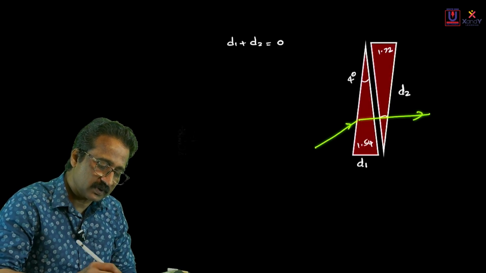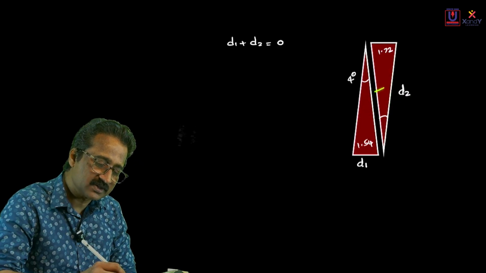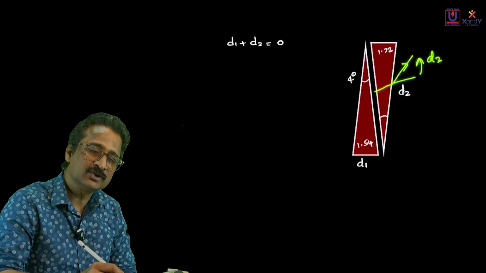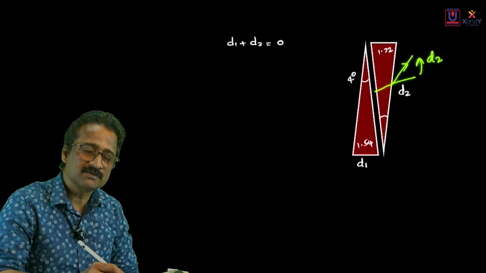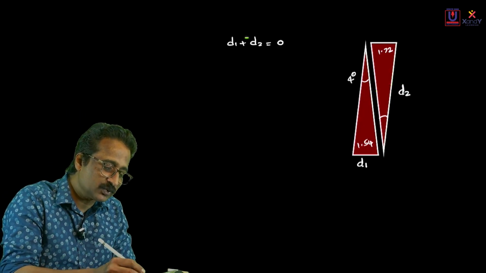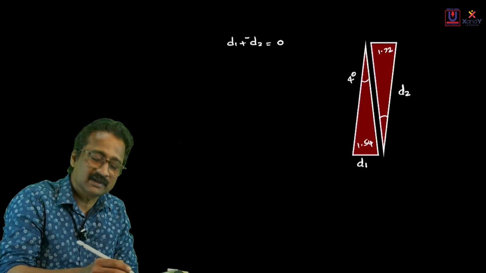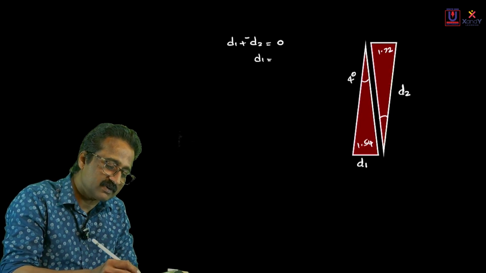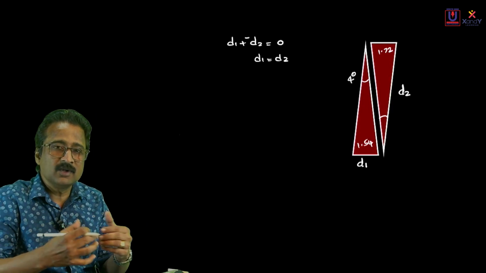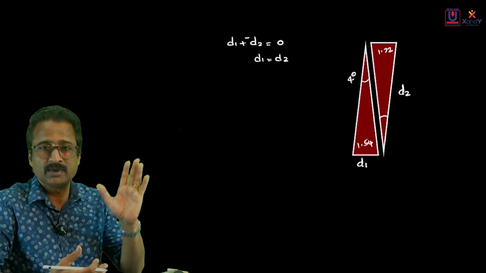I'll say the first prism is making a deviation this way. So this is d1. Now the second prism will produce a deviation in this way. It is d2. This is d2. And these d1 and d2 are opposite. So if we have d1 as positive, certainly d2 is going to be negative. So d1 plus d2 is equal to 0 becomes d1 plus minus d2 equal to 0. I'm putting a minus sign here, which means that d1 must be equal to d2. So the deviation produced by the two prisms must be numerically equal. Then only they will completely cancel out to give you 0 deviation.